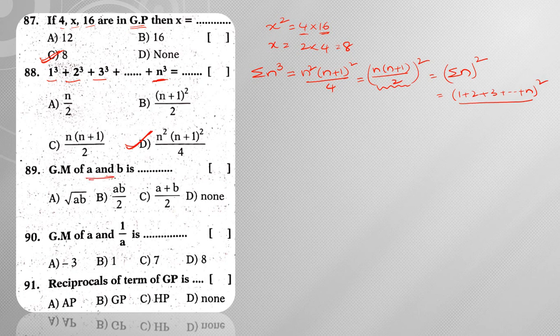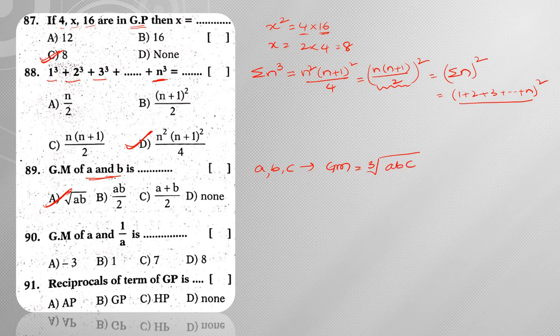Next, GM of A and B. So GM of A and B is nothing but square root of AB. So from here we can go with 3 terms. If there are 3 terms, then what is its GM? So GM of 3 terms is given by cube root of A into B into C.